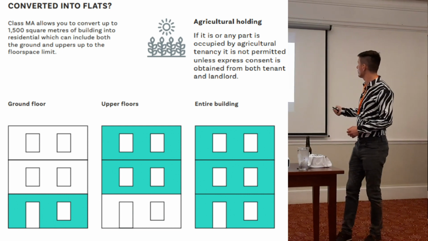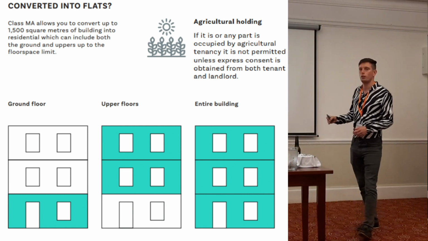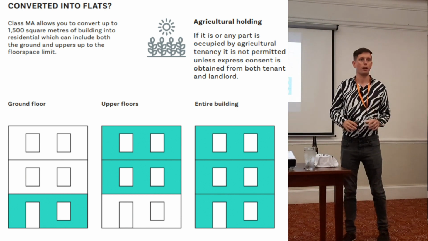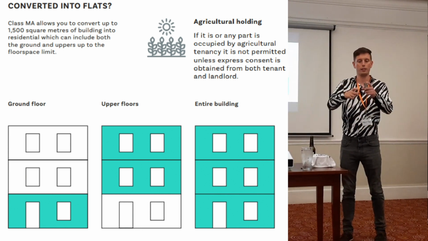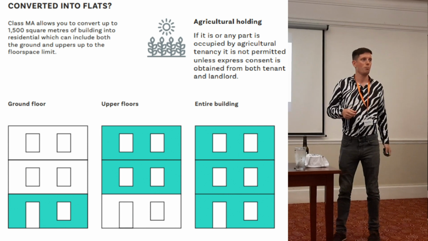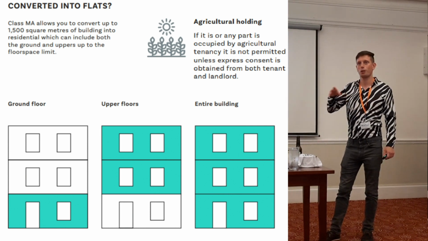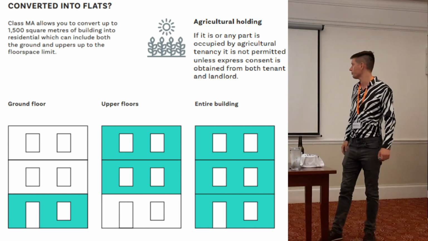But Article 4 is only in a few areas, and you can literally just Google it. You can type in the area that you're in, Article 4, Class MA, and you'll see if something pops up. Usually it's just done on certain buildings, but it's quite interesting because if it's only on offices and it's in some other class use, you'll be able to change it.